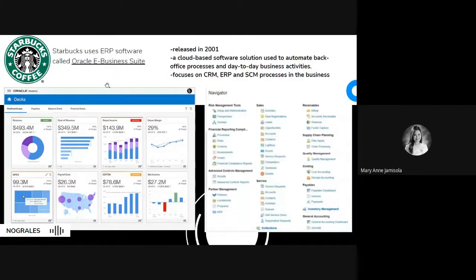And then for Starbucks, Starbucks uses Oracle, Oracle E-Business Suite. Unfortunately, I wasn't able to experience using Oracle, but I have used SAP before. But this is for Oracle. It shows here a dashboard of our performance, and then we have the navigator here. These are for the modules.